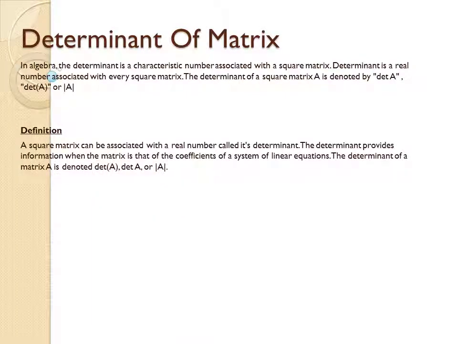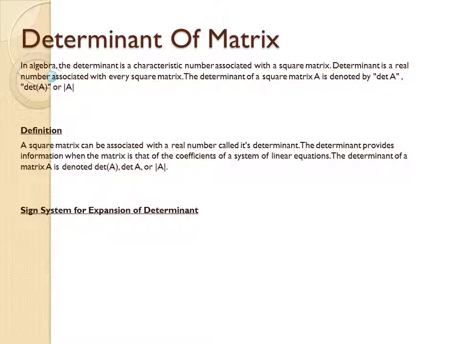What is the definition? A square matrix can be associated with a real number called its determinant. The determinant provides information when the matrix is that of the coefficients of a system of linear equations. The determinant of a matrix A is denoted as det(A), det A, or modulus of A.